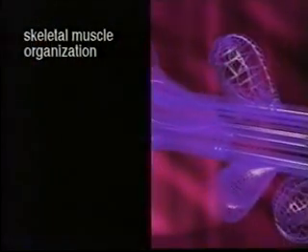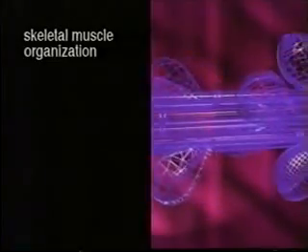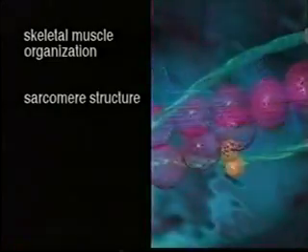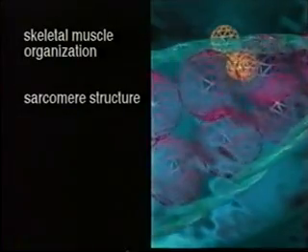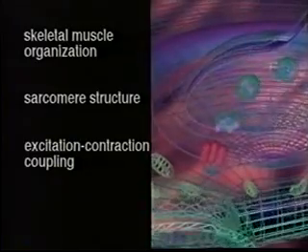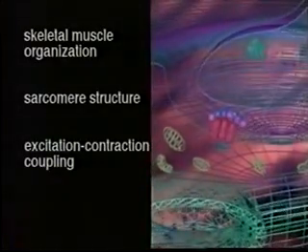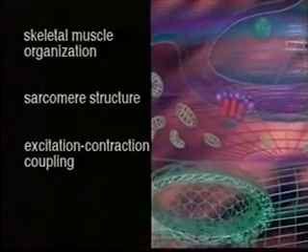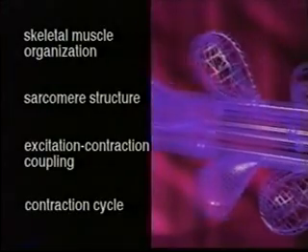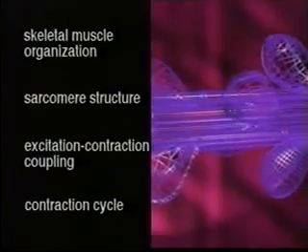To begin to answer questions like these, we will look at skeletal muscle in four ways. We will describe the anatomical organization of skeletal muscle tissue. Then we'll examine the structure of a sarcomere, the repeating functional unit in myofibrils. Next, we will look at the link between action potential and muscle contraction called excitation-contraction coupling. Finally, we will explain what happens during a contraction cycle.